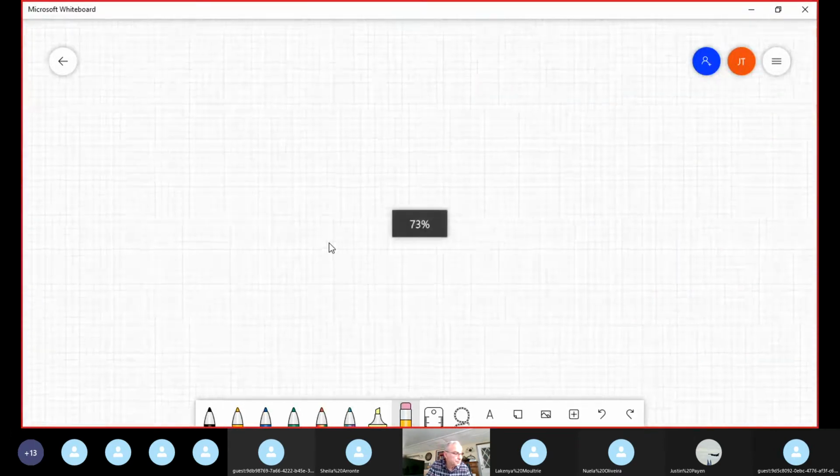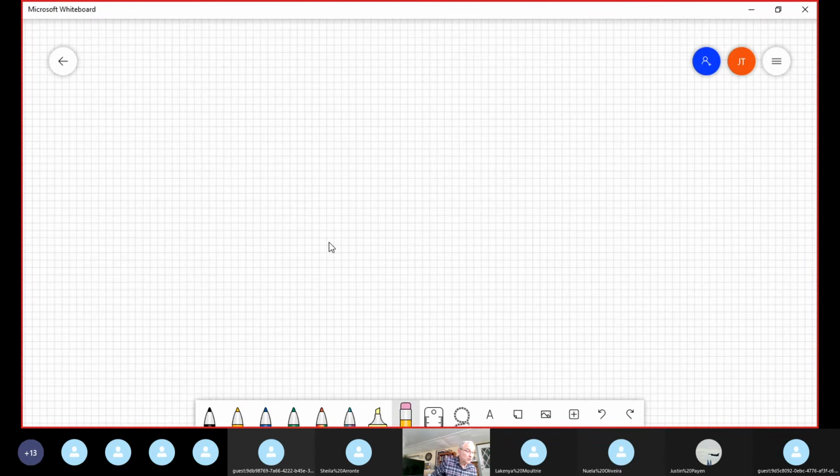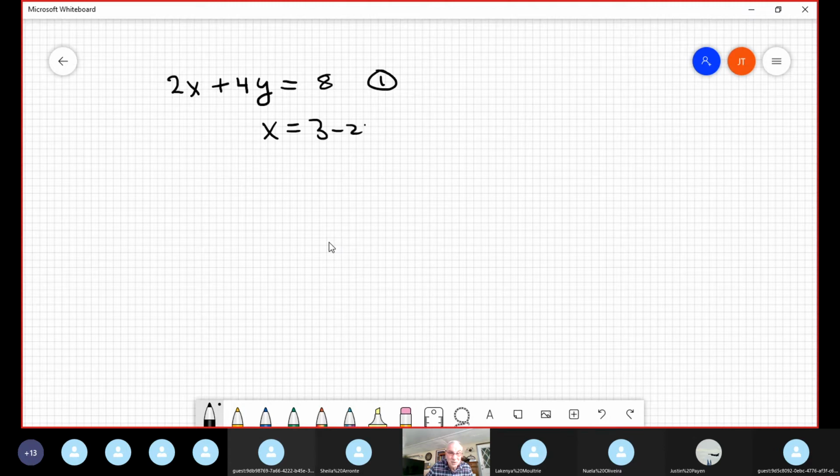Okay, day one, can you solve? This is not an inequality, it's an equation. You see the equal sign, not less than or equal to. So 2x plus 4y equals 8. This is my first equation. And my second equation is weird. I don't know why you put it together here. x equals 3 minus 2y, equation 2. Okay, this is my system.